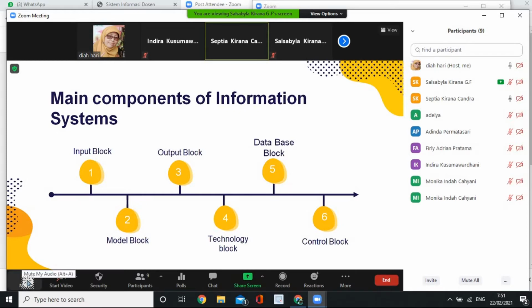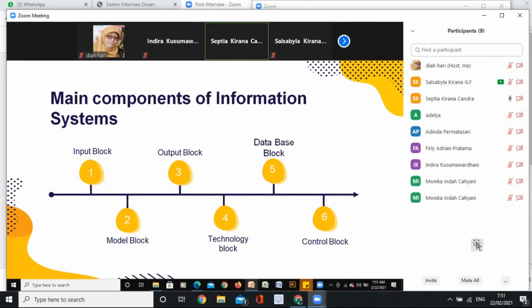Oh, okay. I'll explain about the main components of an information system. The accounting system is one of the information systems used by management in managing the company. An information system consists of the building blocks that make up the system.